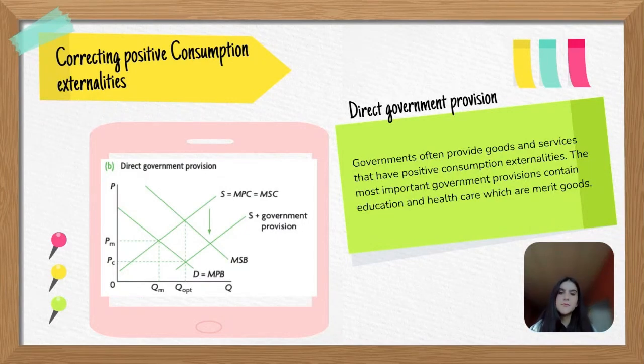Another way to correct positive consumption externalities is direct government provision. This is when governments provide goods and services that have positive externalities to benefit society. The most important government provisions are education and healthcare, and these two are considered merit goods.